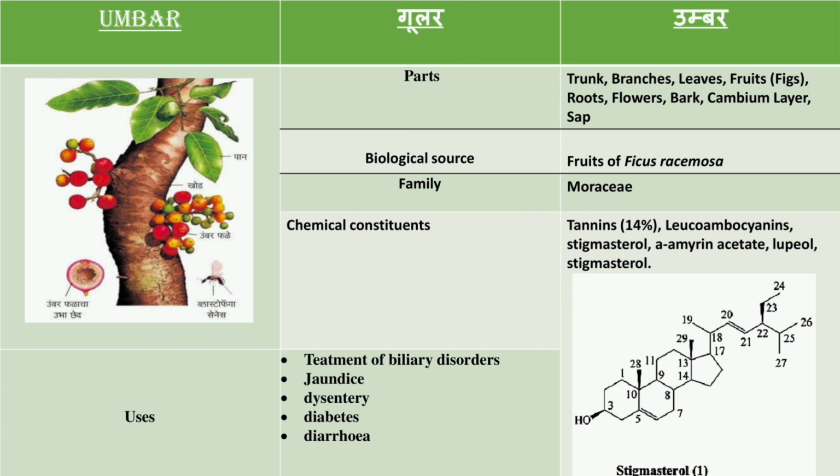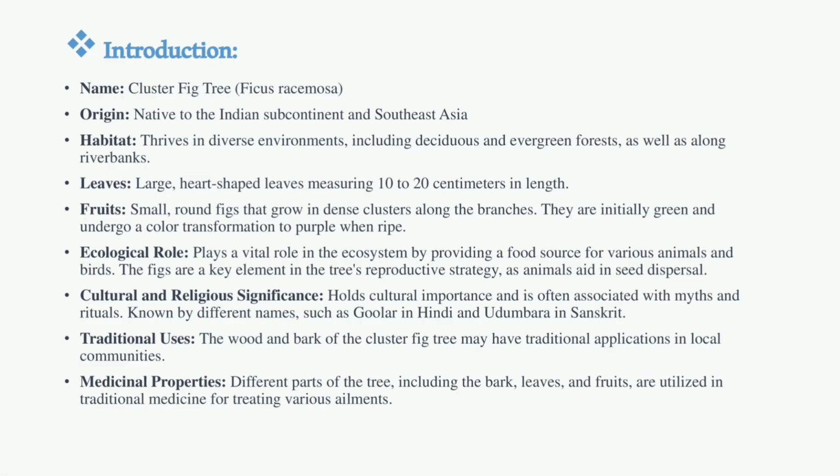Family Moraceae. It contains chemical constituents such as tannins, 14%, leucoanthocyanins, stigmasterol, amarin acetate, lupeol, stigmasterol. It is used in treatment of biliary disorders, jaundice, dysentery, diabetes, diarrhea. Introduction. Name: cluster fig tree, Ficus racemosa. Origin: native to the Indian subcontinent and Southeast Asia.